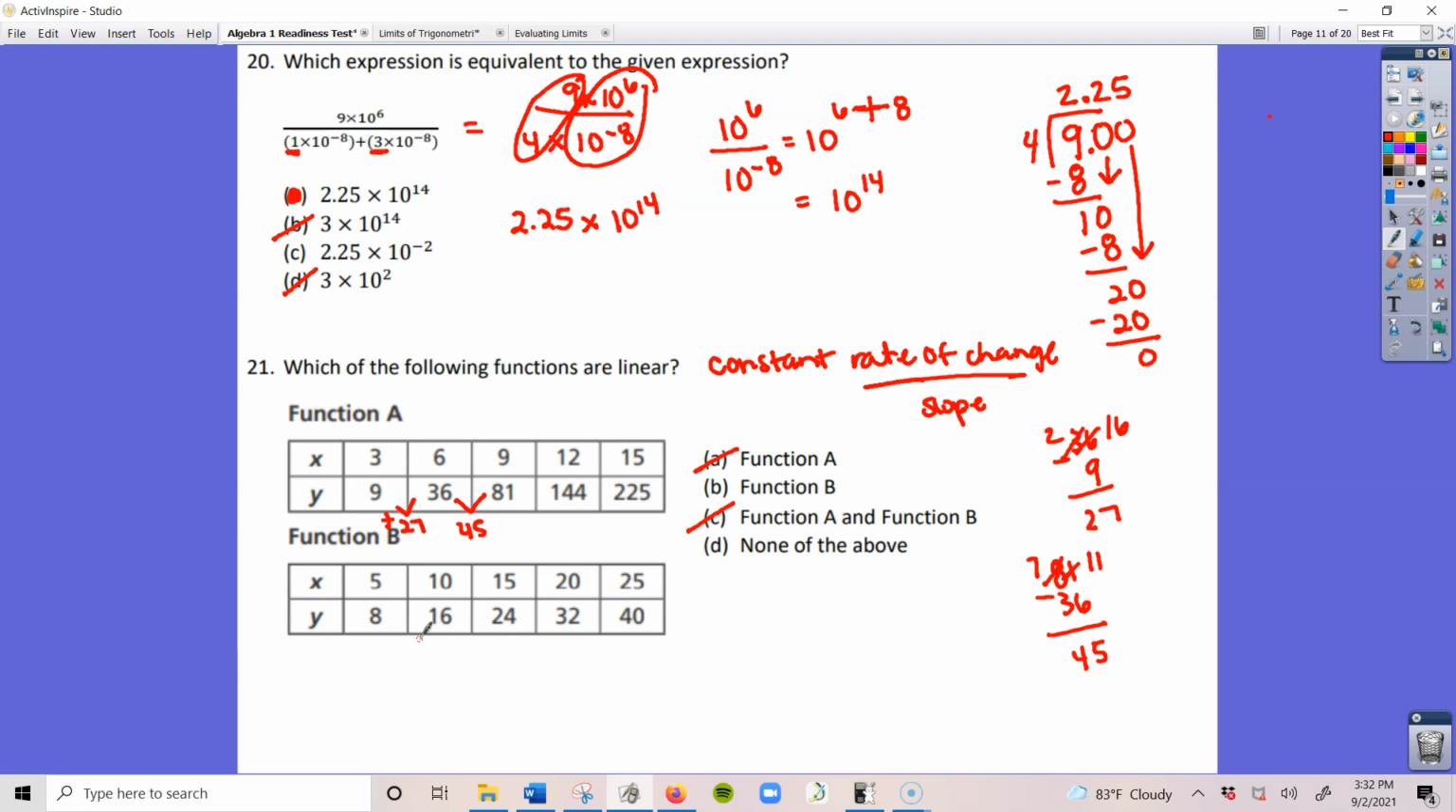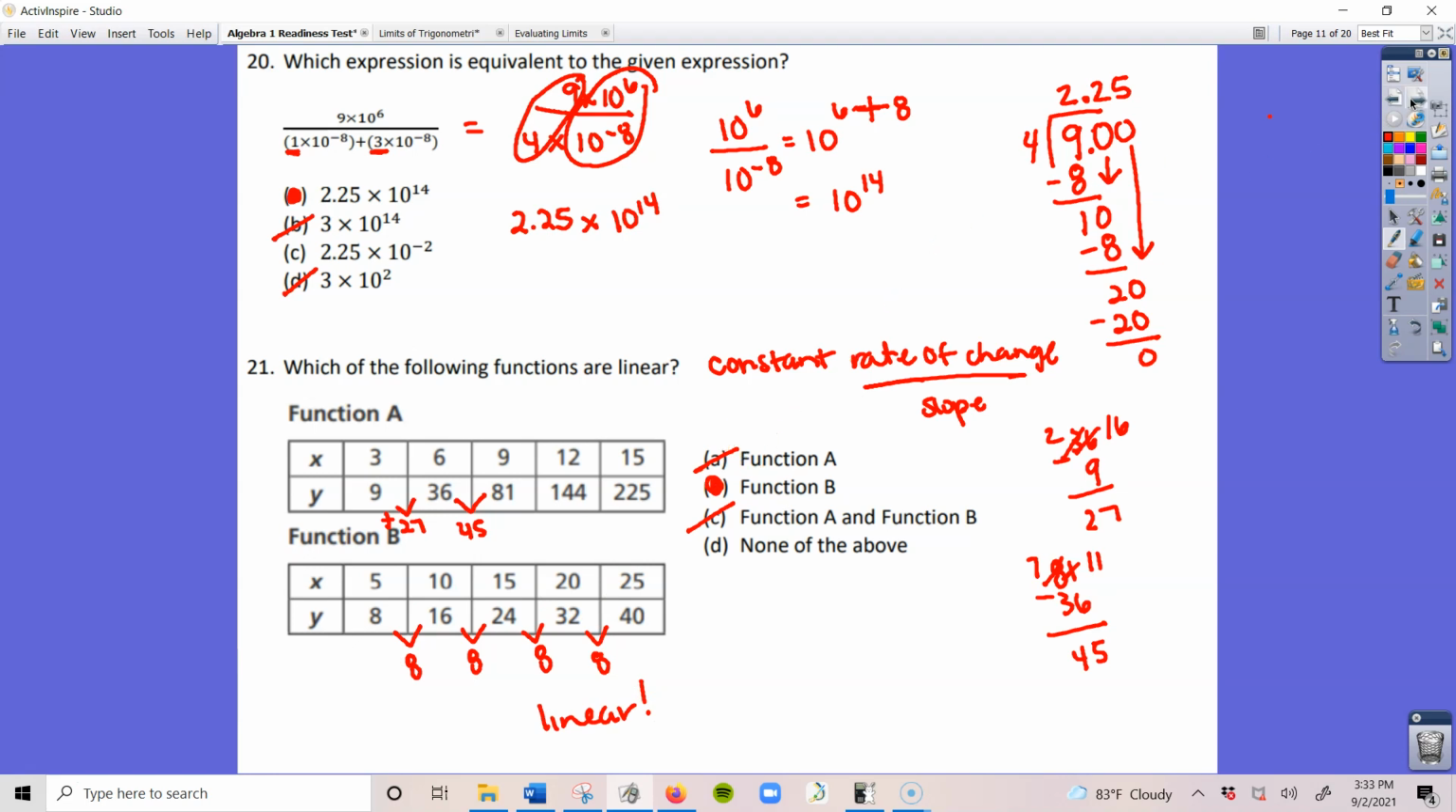Let's try B. To get from 8 to 16 is 8. To get from 16 to 24 is 8. From 24 to 32 is 8. And from 32 to 40 is 8. Notice how these are all the same number. This must be linear. So only function B. So B.